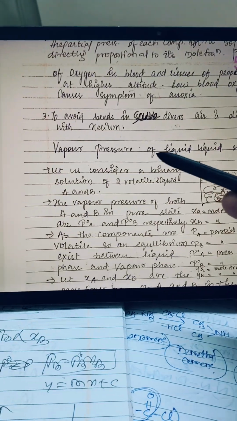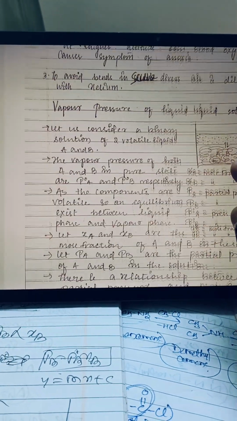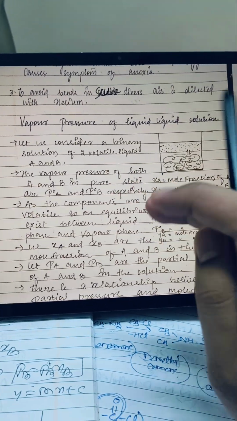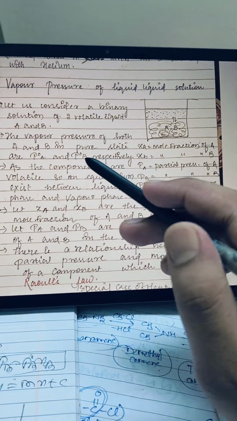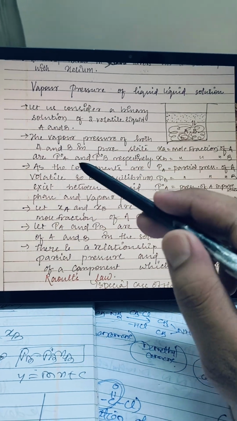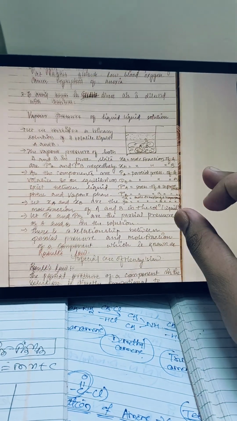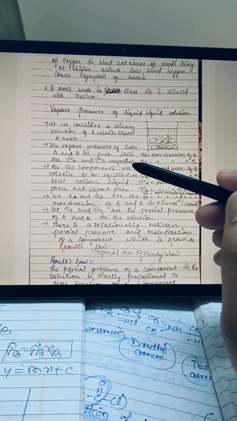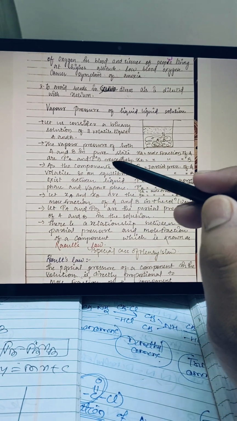Vapor pressure of a liquid solution. Let us consider a binary solution of two volatile liquids A and B. The vapor pressures of both A and B in the pure state are PA naught and PB naught respectively.